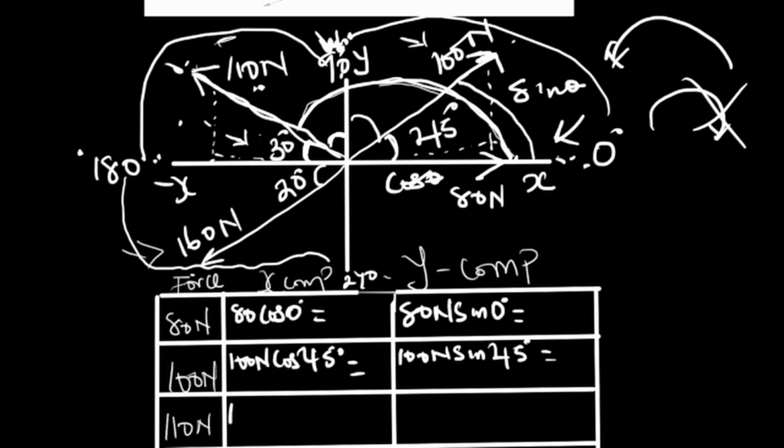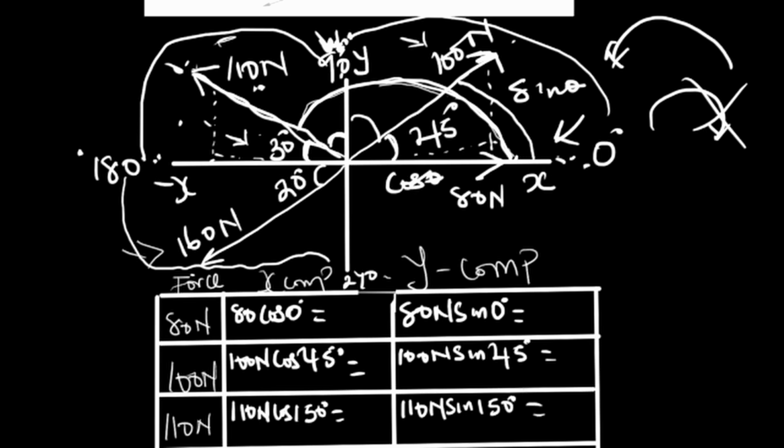Sorry, I made a mistake. It's supposed to be 110 newtons cos 150 degrees. Okay, now that is for the x component of our third vector. And now let's write for the y component. We say 110 newtons sine 150 degrees is equal to, good.